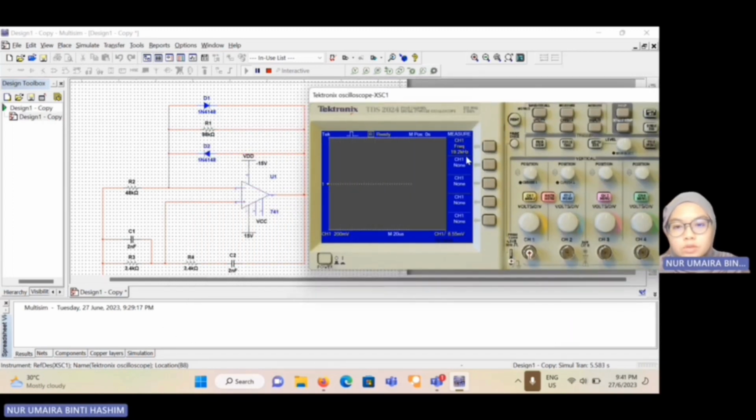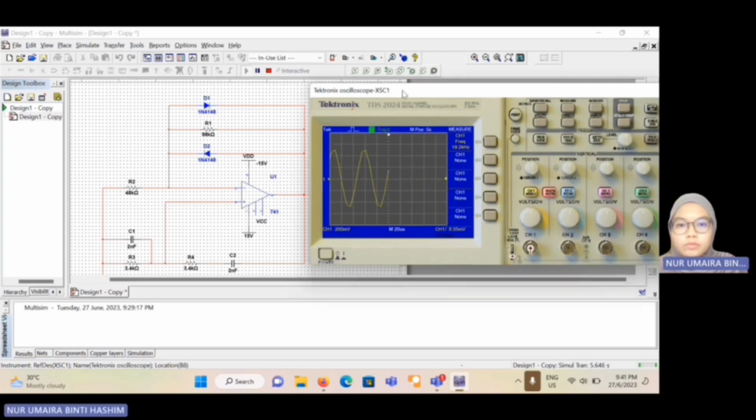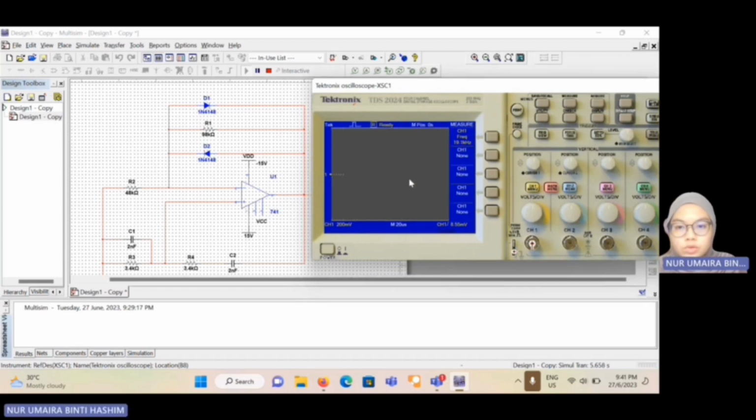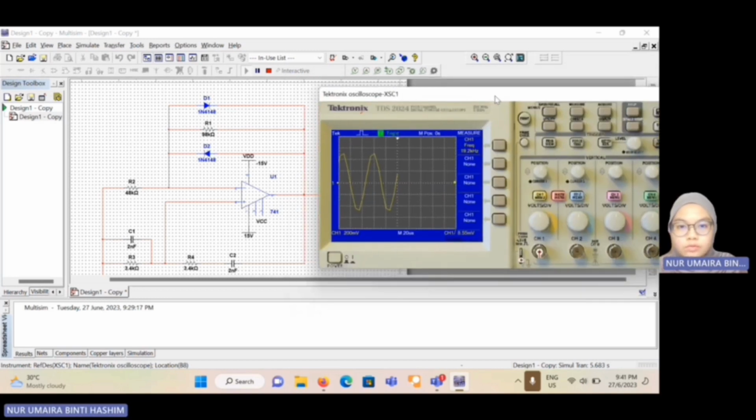As we can see, the frequency is 19.2 kilohertz, which is near the value of the question, which is the resonant frequency of 20 kilohertz. That's all for me. Thank you.